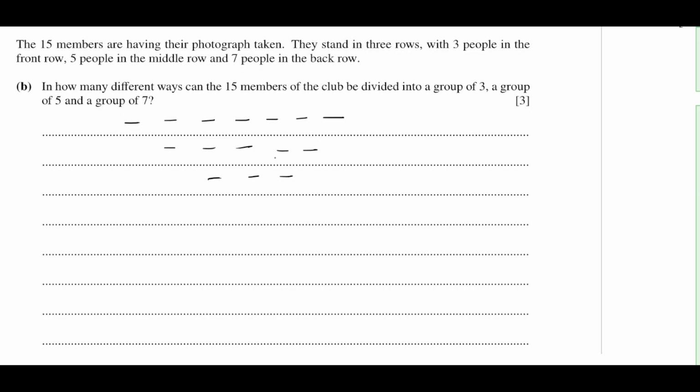So in how many different ways can the 15 members of the club be divided into a group of 3, a group of 5, and a group of 7? Let us first select a group of 3 people. There are a total of 15 members, so out of 15 members I have to select 3. In how many ways can I do that? I can do that in 15C3 ways.